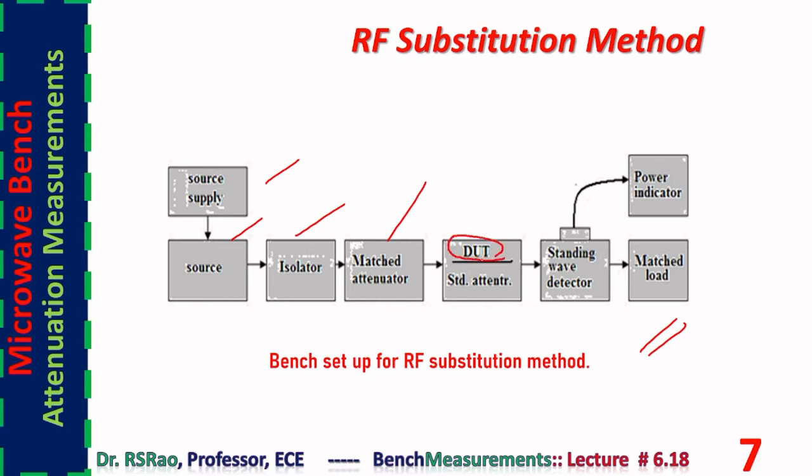In the second part, the DUT is replaced by a standard attenuator. So the DUT or standard attenuator output is connected to the standing wave detector, and the tunable probe output is given to the power indicator. The standing wave detector is terminated with a matched load. So first with the DUT, then with the standard attenuator.